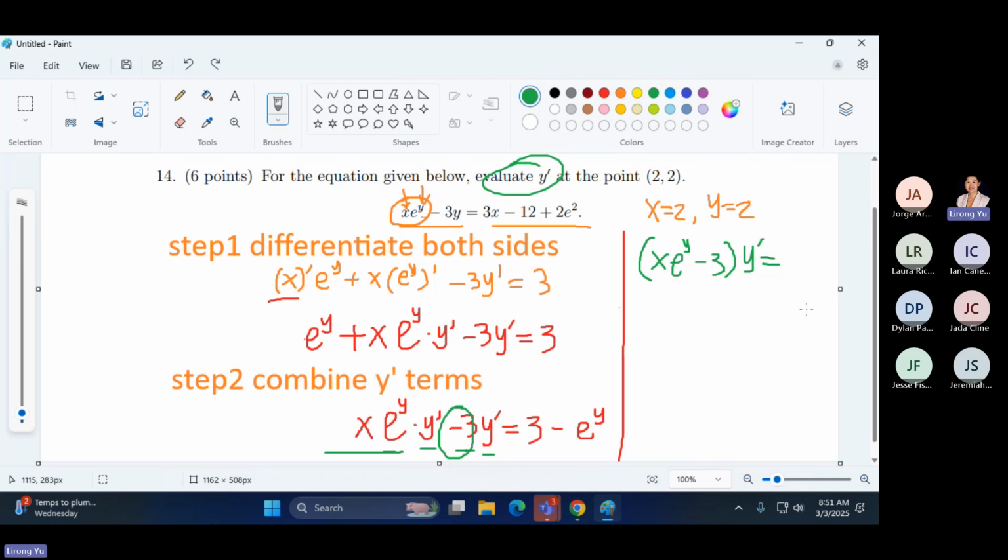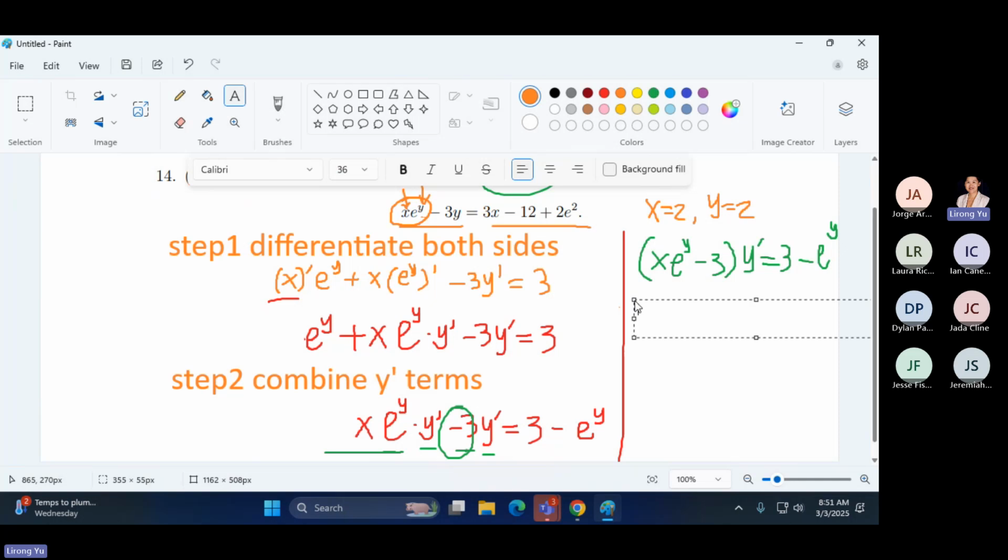Okay, so this is trying to get y prime to be combined. Now we have only one y prime in the whole equation. There's no change to the right side of the equation. Right? And then we're ready for step 3. In step 3, we aim to solve for y prime. Now that y prime is all together, we're going to try to solve for y prime.